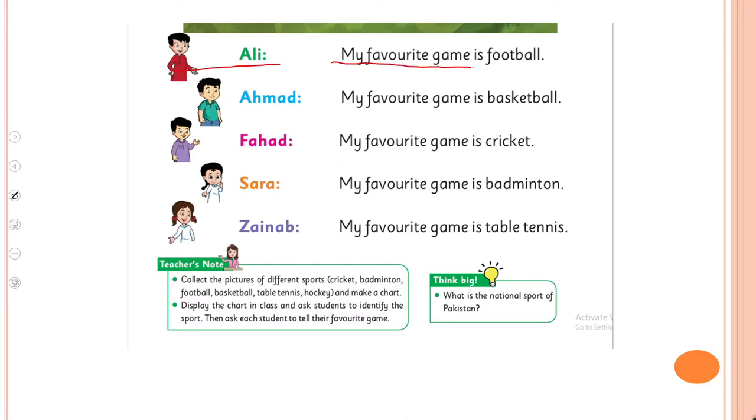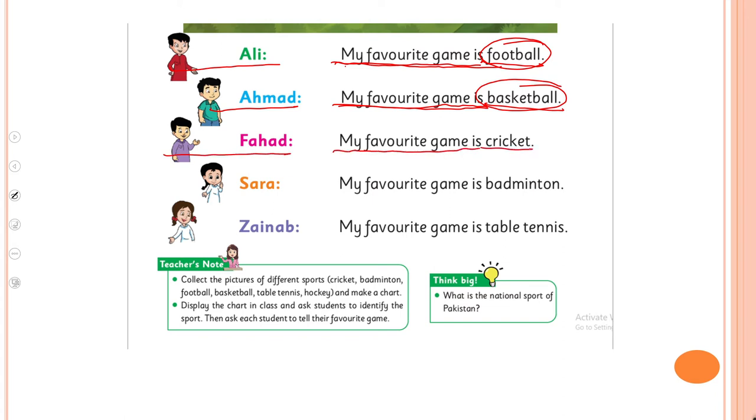Ali: My favorite game is football. Ahmed: My favorite game is basketball. Fahad: My favorite game is cricket.